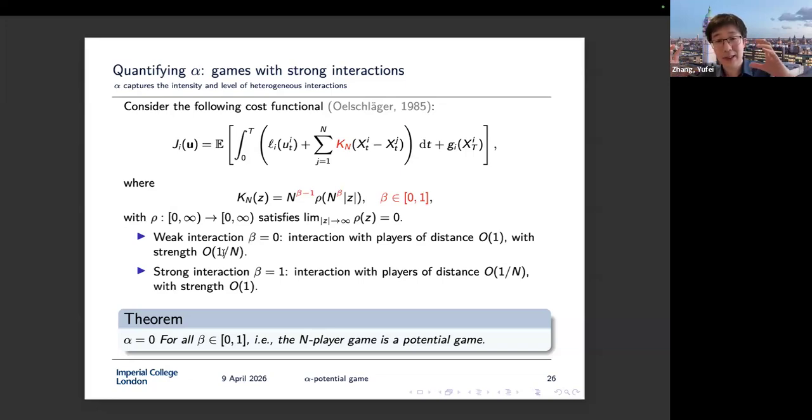What it means is that asymptotically, I don't care about any player's position. I only care about the aggregated behavior of all other players.